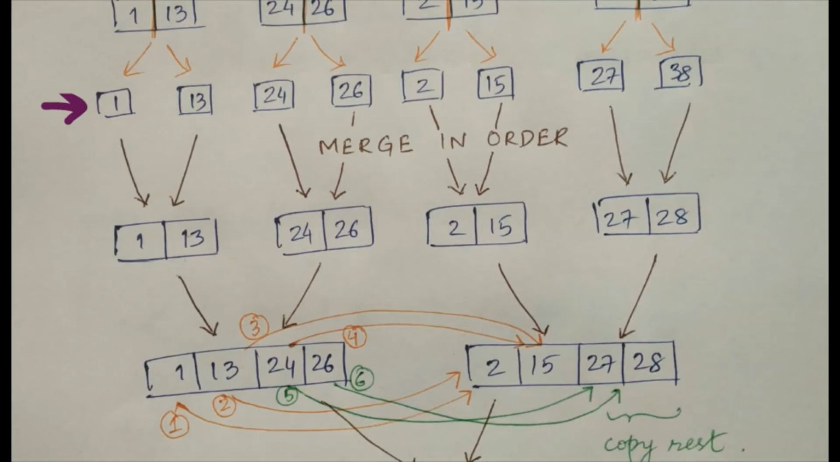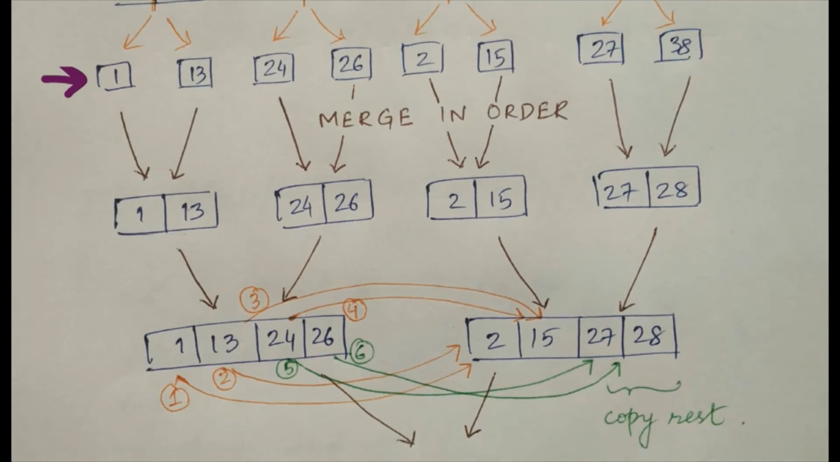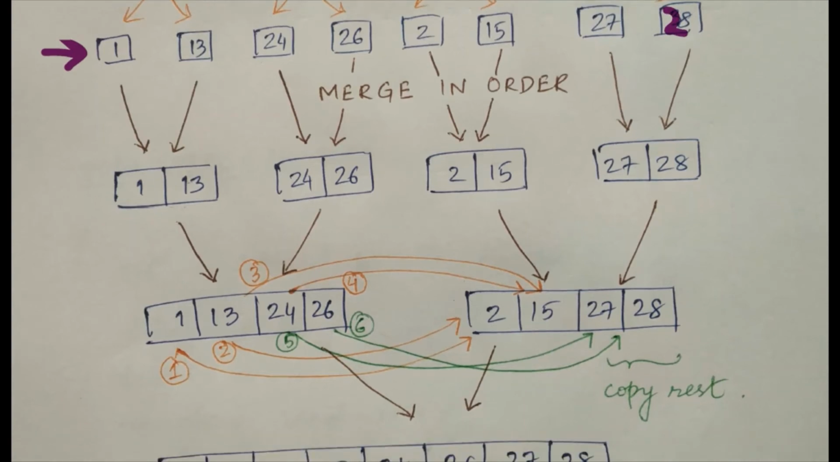Okay, I have written 28, so let it be 28 for now. So there's a correction here. Let's make it 28 because I've continued with that. Now you have four problems of size 2. We are trying to merge it again.